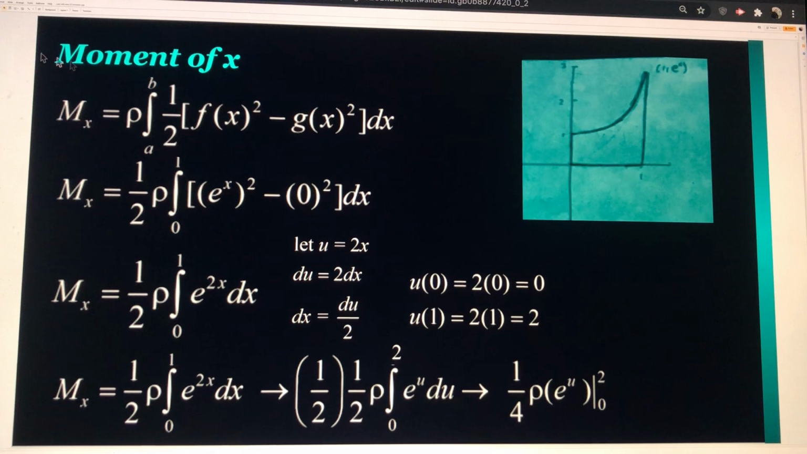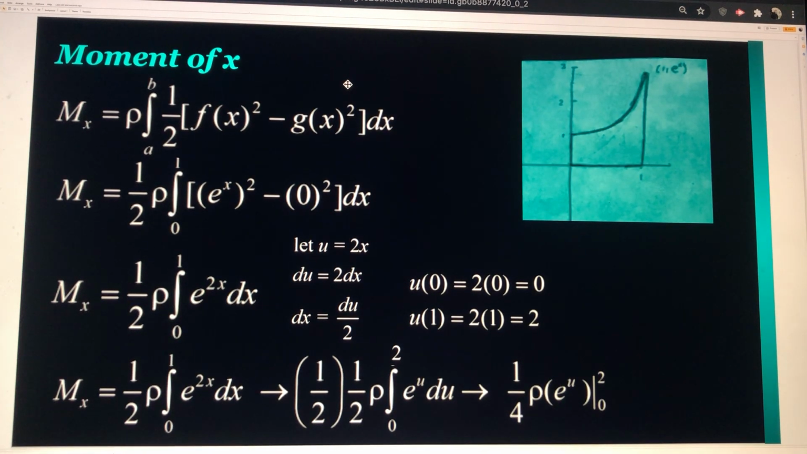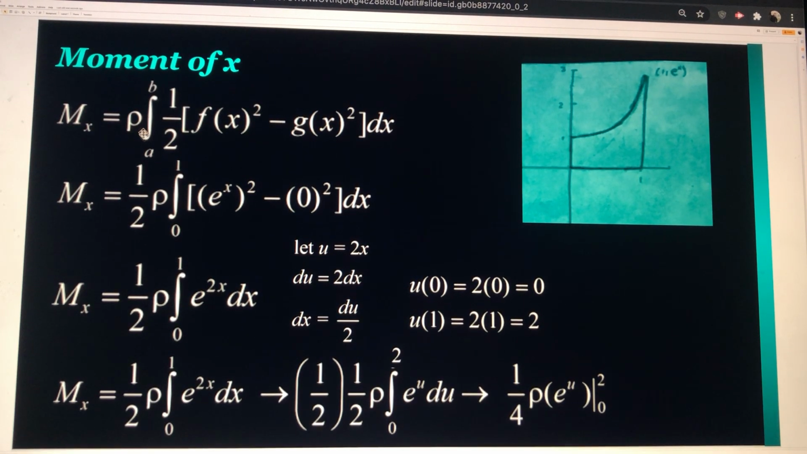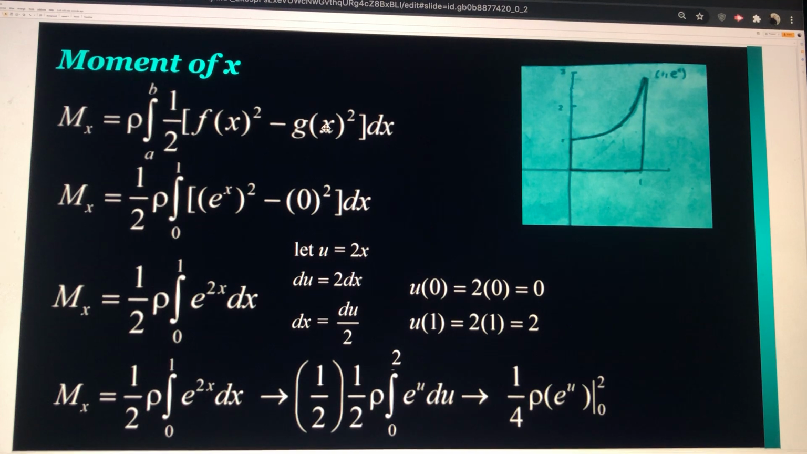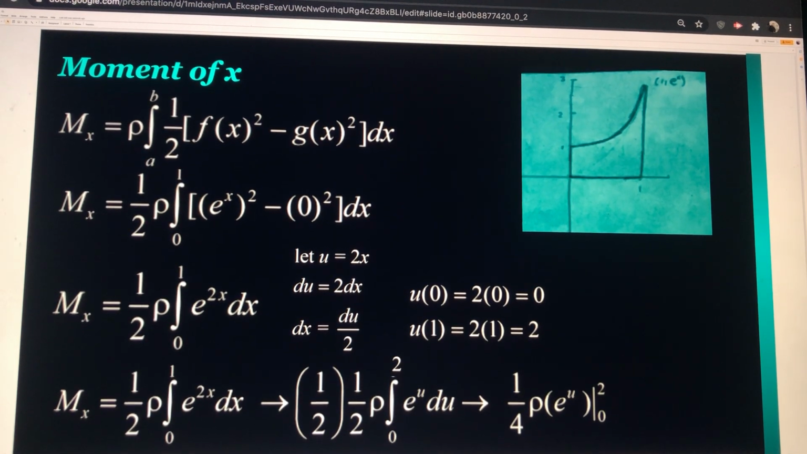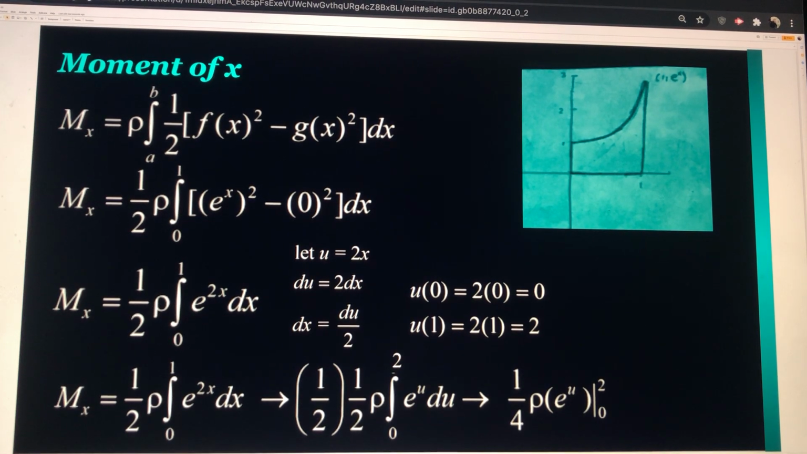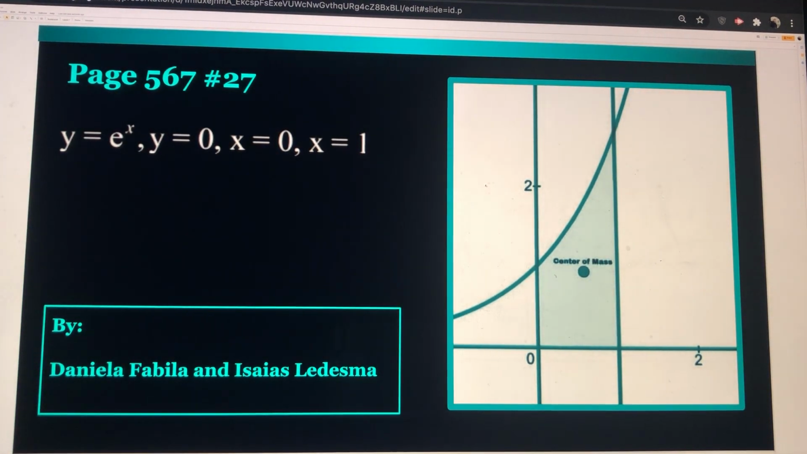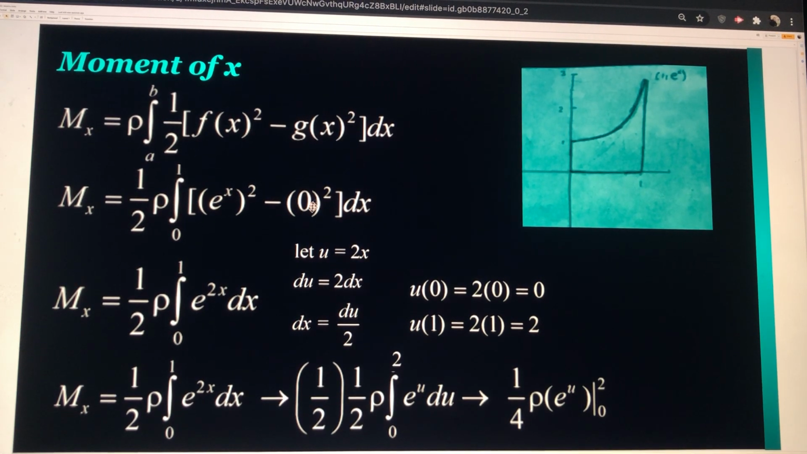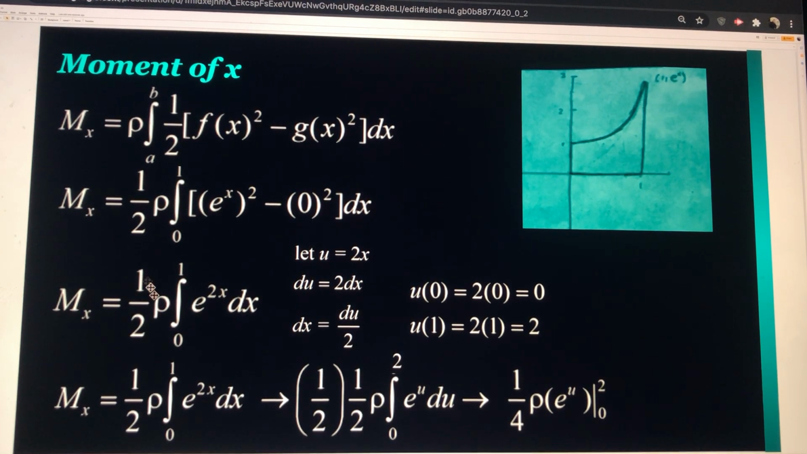Now, the first thing we're going to do is find the moment of x. For the moment of x, we use this formula right here. M sub x equals rho times the integral of f of x squared minus g of x squared, all times 1/2, dx. For this, we got our f of x and our g of x from these lines right here. Now, plug it in. This is going to cancel out to 0. It's going to be e squared x, and we'd like to move that 1/2 outside right here.